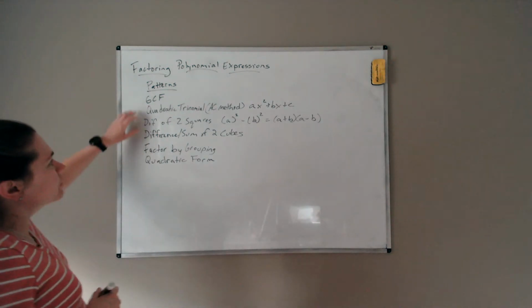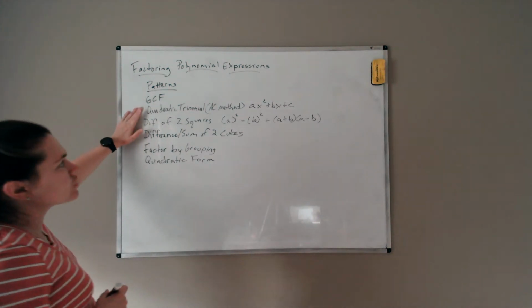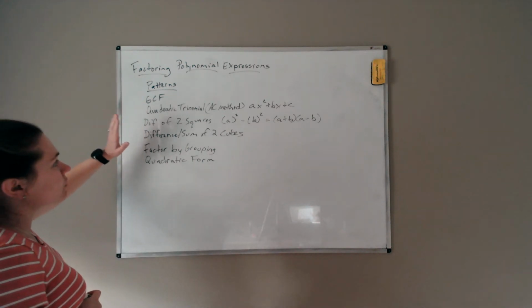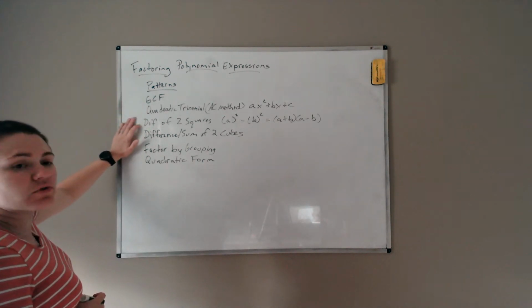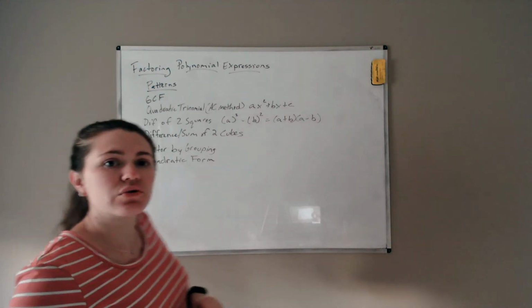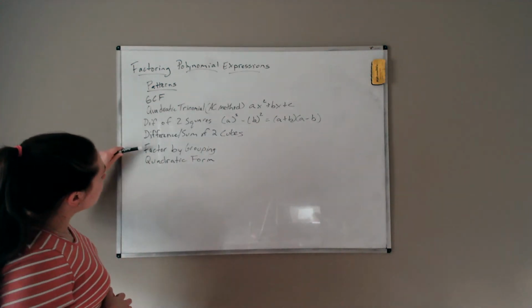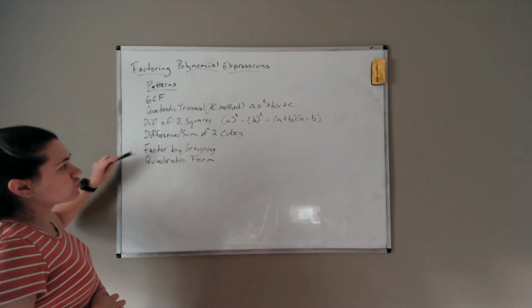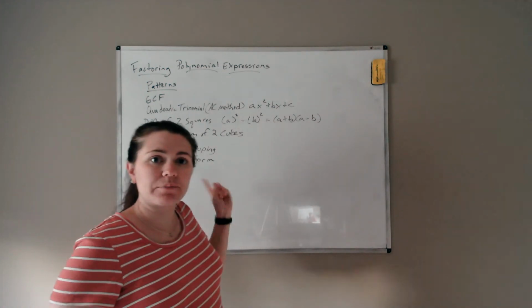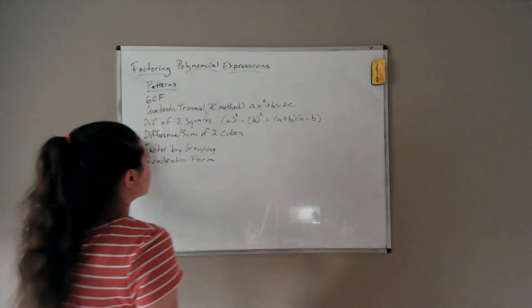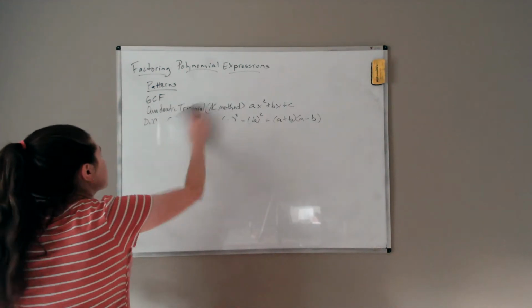So if we have three terms, we should be looking, is this a quadratic expression? If we have two terms, now what we're going to be looking at is, is this a difference of two squares? Is this the sum of two cubes? Is this the difference of two cubes? And then I'm going to talk about what we should be looking for when we should be approaching it using factor by grouping and quadratic form. So we're going to get started by looking at the difference and sum of two cubes factoring pattern.